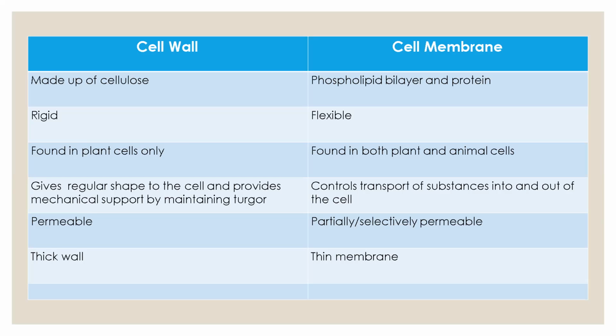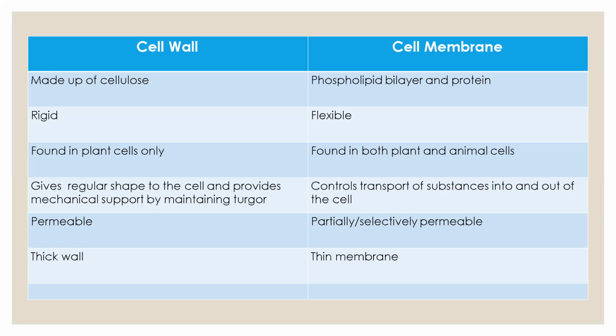The cell wall gives a regular shape to the cell and provides mechanical support by maintaining turgor. We just discussed that. And the cell membrane is controlling the substances which are entering and exiting the cell. So the cell wall is permeable. It allows every single substance to pass through. But for example, in a plant cell, once they've crossed the cell wall, then the cell membrane is selectively permeable.